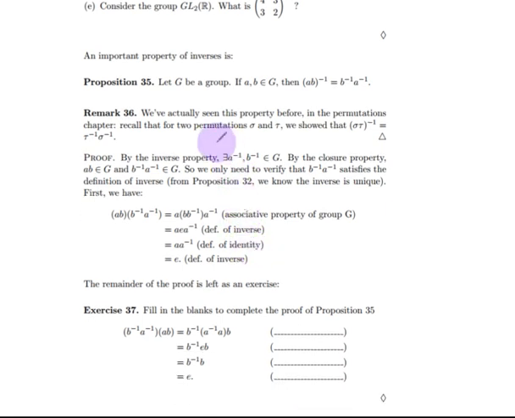So here's another important property having to do with inverses. If you want to find the inverse of a product, it's the product of the inverses, but in reverse order. Be careful about the reverse order. Now, if you go back to the functions chapter or the permutations chapter, you'll see that we actually showed this very same thing before. The inverse of the composition of two functions is the inverse of the functions in the reverse order. So here you have a chance to prove this yourself.